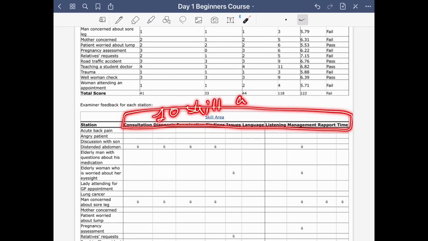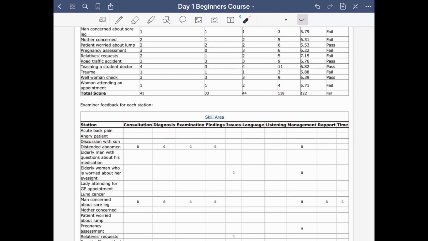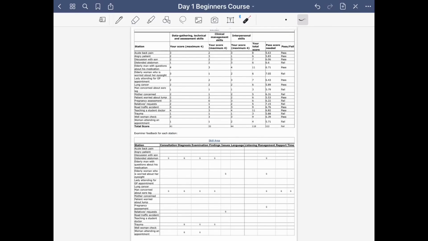Okay, because you can never judge a colleague on these 3 domains until and unless you see the other colleagues on that particular station. Therefore, your job is to analyze your colleague on 10 skill areas, say to them whether they did good on the consultation or not, on the diagnosis, on the examination, on the finding issues, and so on. Okay, so this is a small piece of information from one of the report cards of a candidate who failed this exam, and I hope I gave you some important insight on this particular marking scheme.